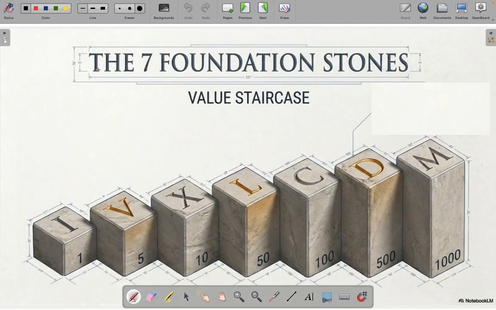No, sir. Okay. So the Roman number system was based on 7 foundation stones. We have 7 different values based on which we can write any value in the Roman number system. So I represents 1, V represents 5, X represents 10, L represents 50, C represents 100, D represents 500, and M represents 1000.